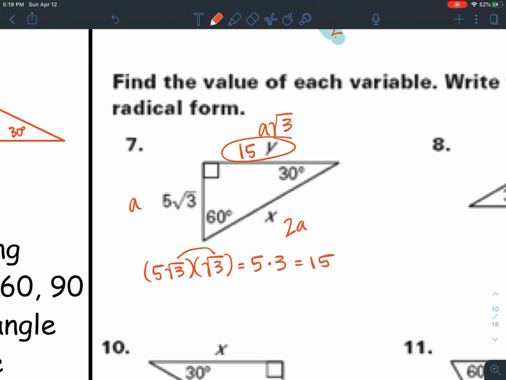Now, if we want to look at our hypotenuse, I'm going to go back to the short leg. So I'm going to take my 5 square roots of 3, but this time I'm going to double it. In the same way that if I have 5x times 2 gives me 10x, this square root of 3 stays put. So 5 times 2 is 10, and the root 3 stays.